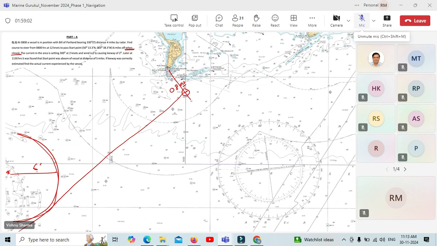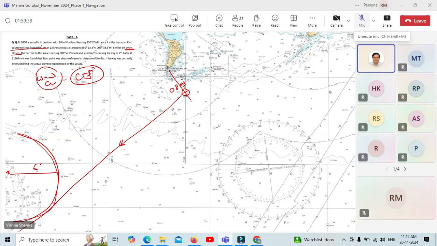Clear, beta? Yes, sir. Okay. So this will be your CMG. The current in the area is setting so much, easterly wind so much. So you have to basically counteract wind and current and find your CTS. So you have to first find your CTS counteracting the wind and current which is given in the question. Okay. So find the course to steer. So you'll find the CTS.